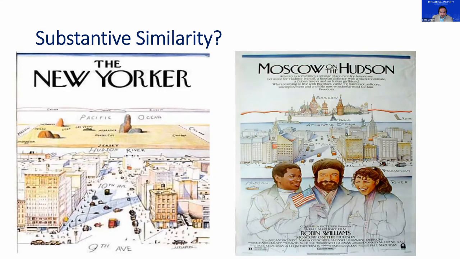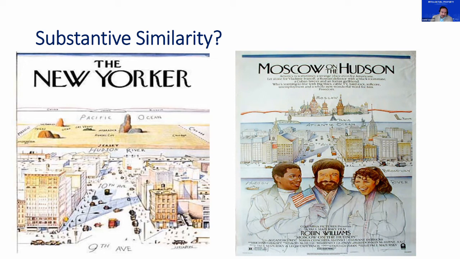So let's look at a quick test case. Here I have two posters on the screen, and your task out there is to tell me whether or not the Moscow on the Hudson Robin Williams movie poster is infringing the famous Saul Steinberg New Yorker cover, right? The New Yorker cover comes out first. It's now a famous artistic expression about a myopic view of a New Yorker to the rest of the world. You hopefully get the joke.